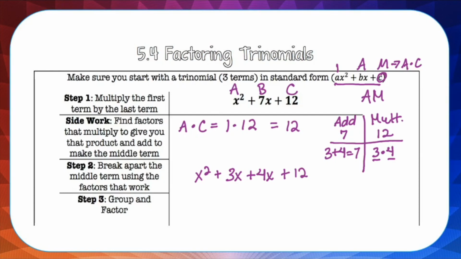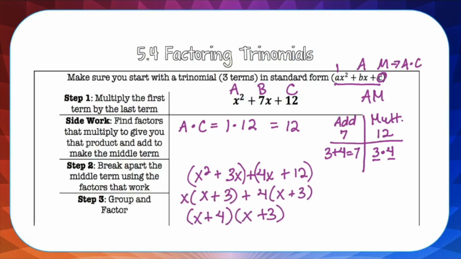And now we're going to group and factor. So put parentheses around that, find the GCF of the left-hand side, GCF of the right-hand side, and then you combine the two GCFs, which is x and 4, and the common binomial, which is x plus 3. And you get your answer, x plus 4 in the first parentheses times x plus 3 in the second parentheses.